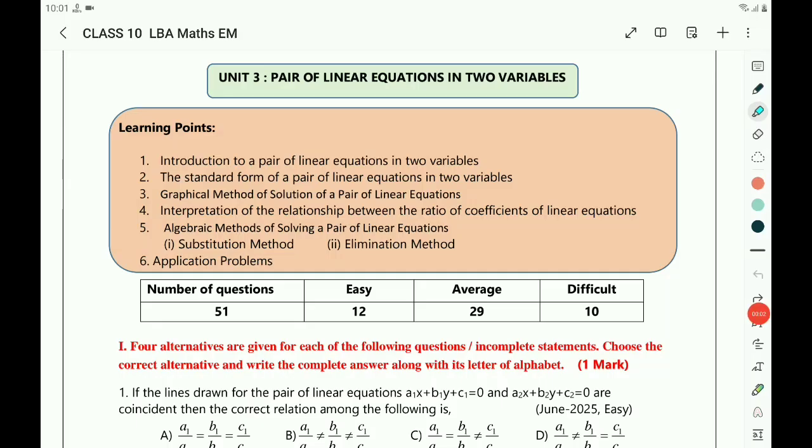Dear children, now let us solve the LBA of the chapter Unit 3, Pair of Linear Equations in Two Variables.